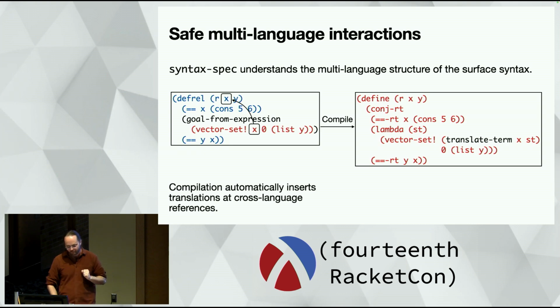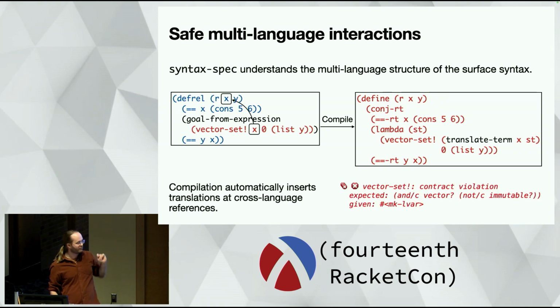I will just say that also having that multi-language structure and the binding information means that the macro system can help us automatically insert boundaries and contracts between the languages. So here it can see that we have a reference in Racket code to a logic variable that was bound in DSL code. And it can say, well, in that particular case, when you have this cross-language reference, let me insert something. And that thing that we're going to insert is going to result in a contract violation in this case. So we can protect those boundaries.